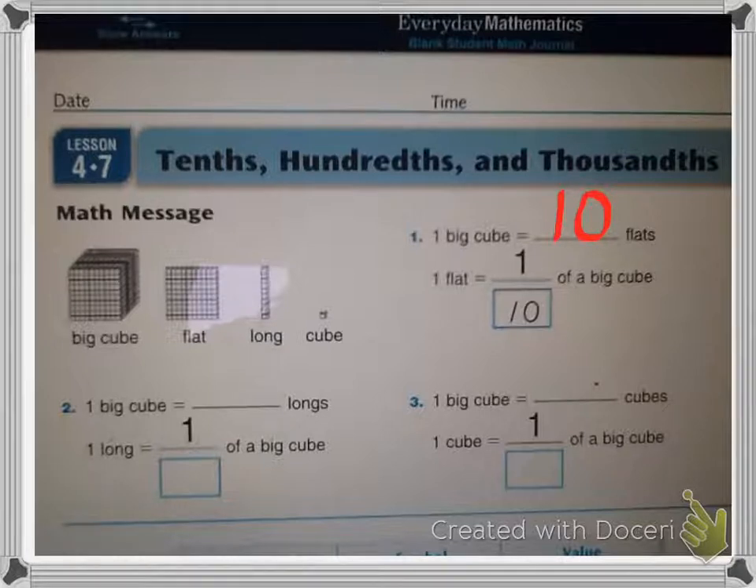Let's look at number 2. If we have one big cube, how many longs is that equal to? Well, it's going to be 10 longs across, right? Make up a flat, and we've got a giant cube, so there's 10 flats. So it would be 10 times 10, or 100 longs. One long is equal to what fraction of a big cube? It would be 1 out of 100.